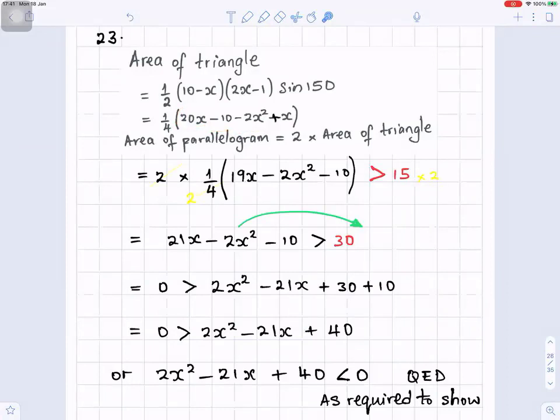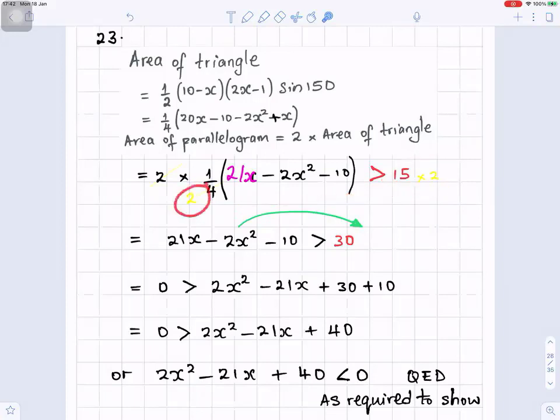We got 20x plus x, which gives you 21x. So this should be 21x. So 21x minus 2x squared minus 10 is greater than 30. How did we get 30? This 2 there times 15. 2 times 15 gives you 30.